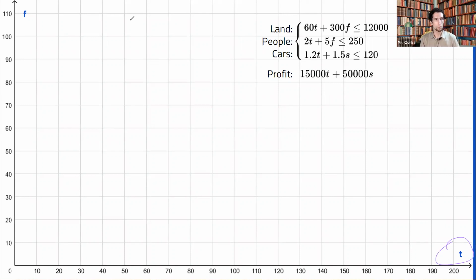What are the 2 intercepts for land? 200 and 40. Okay, and for people? 125 and 50. And the last one? 100 and 240.